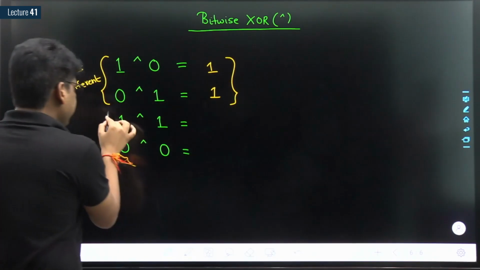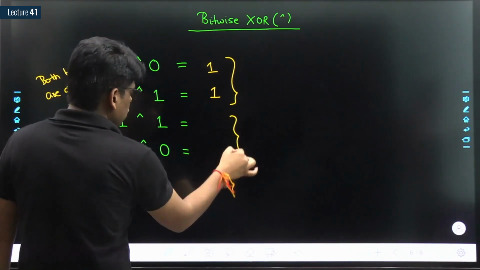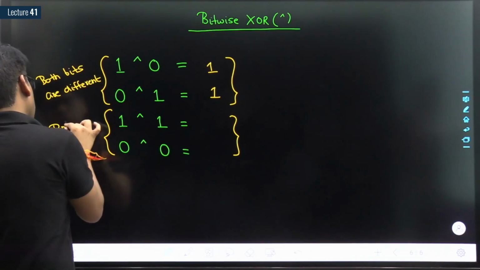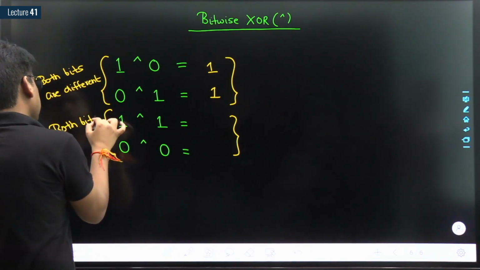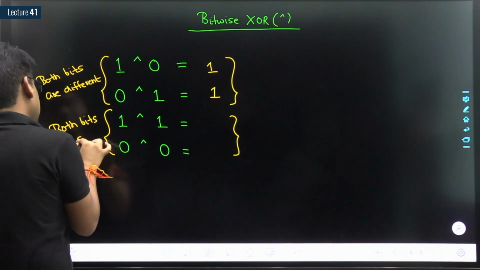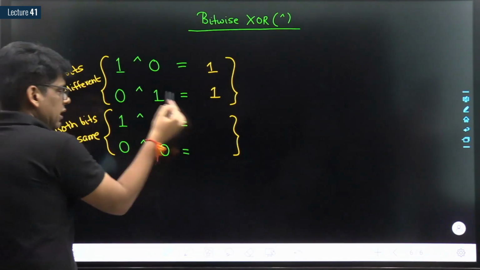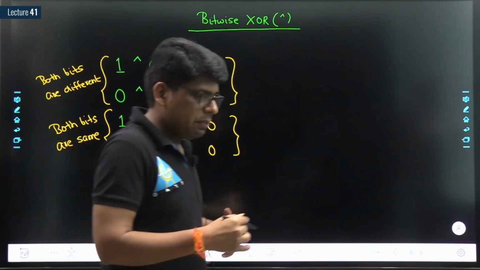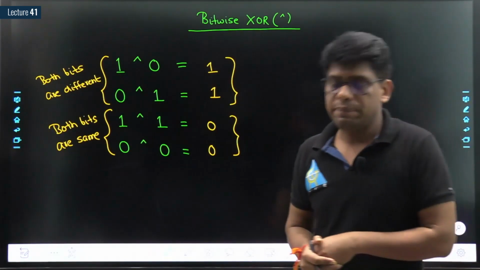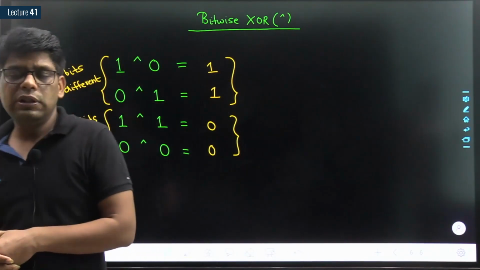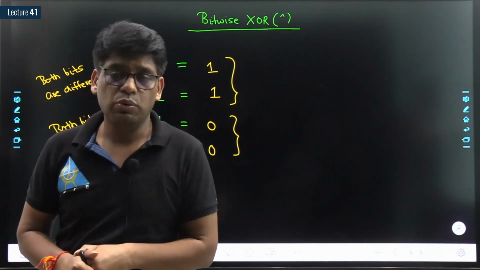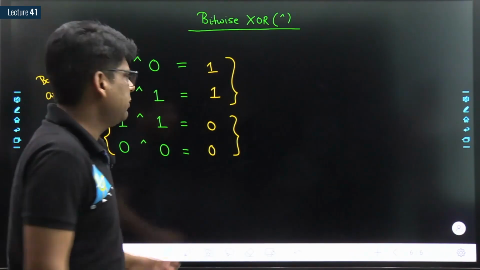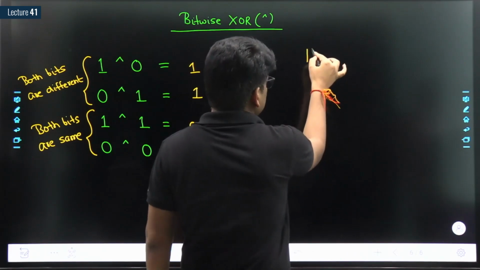And if both bits are the same, either both are 1 or both are 0, the result will be 0. That's how the Bitwise XOR operator works. If both bits are the same, the output is 0. If both bits are different, the output is 1. So let me take a simple example and try to solve it.